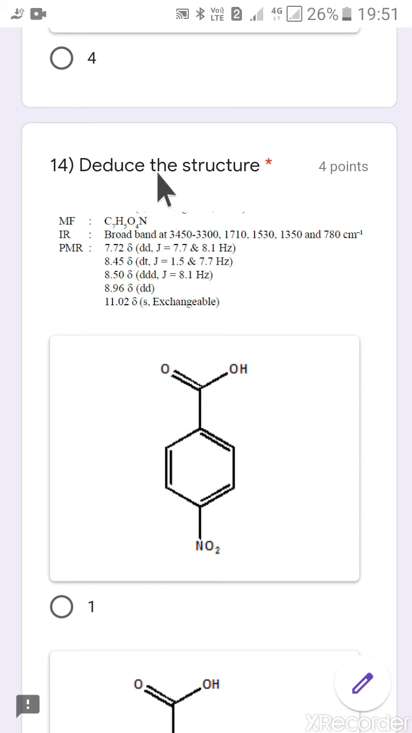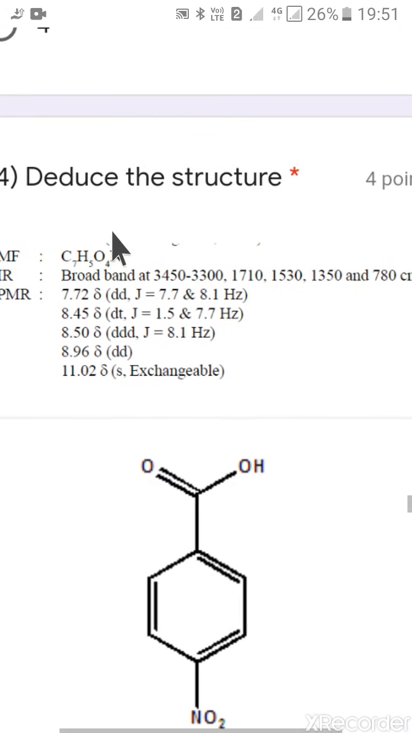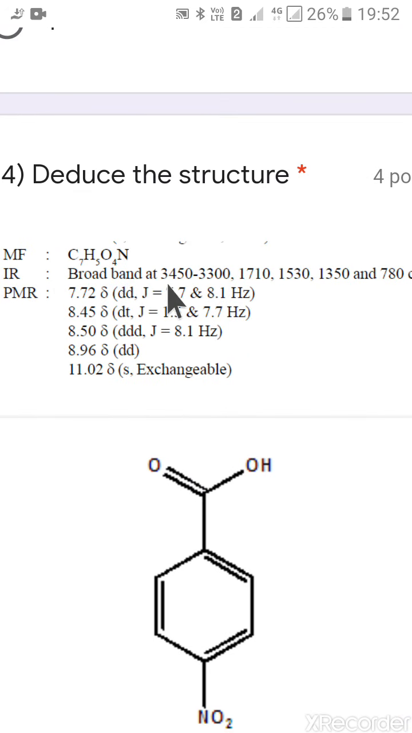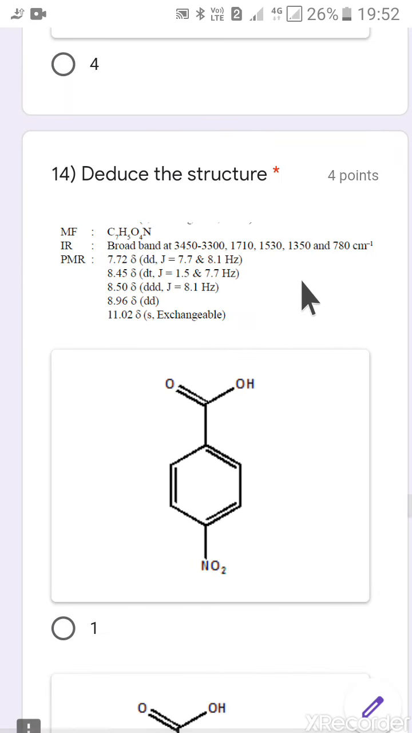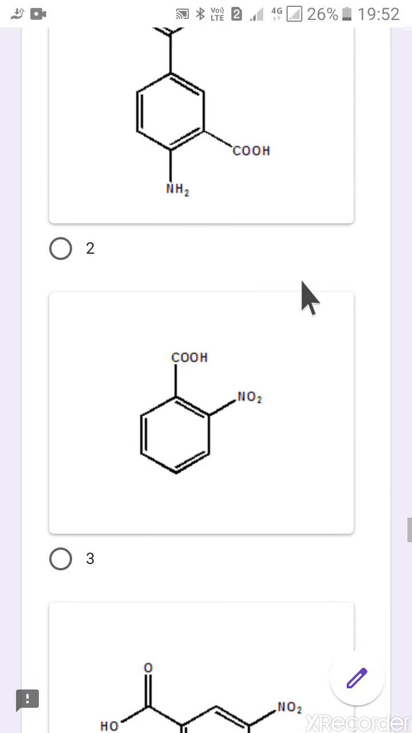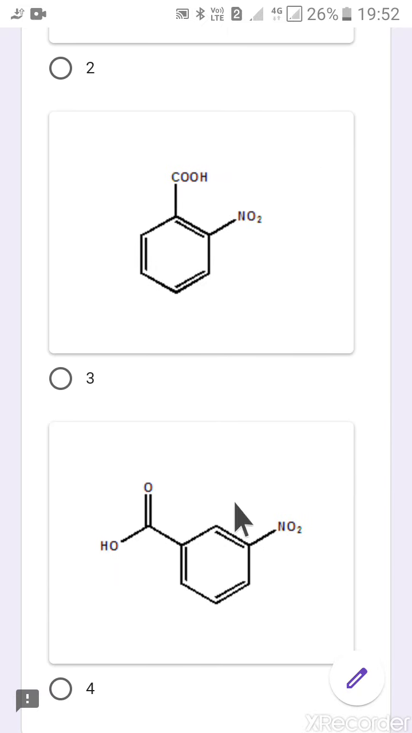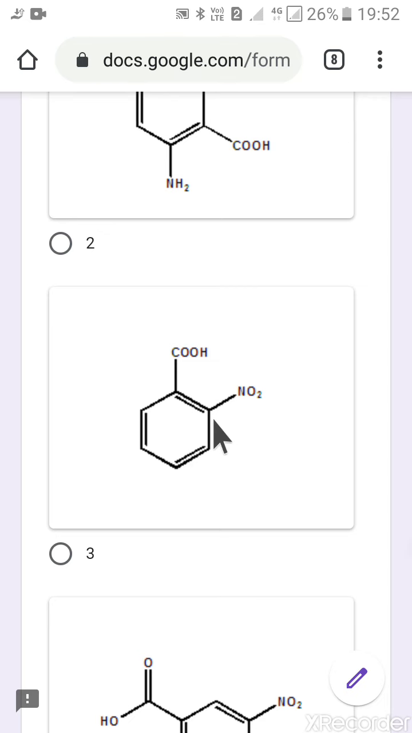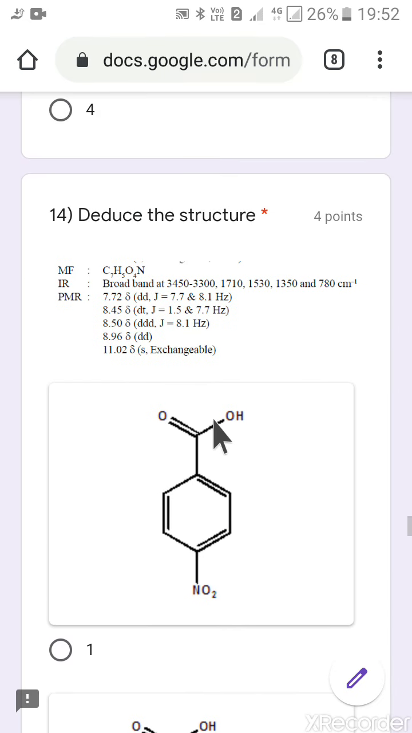Okay, so let's look at the next problem. The problem is to deduce the structure, and the molecular formula is C7H5O4N. IR is showing peaks at 3400, 1710, 1530. A typical peak around 3400 is for OH or NH, 1710 is for acid, aldehyde or keto, and 1530 is typical for a nitro group. So look at the options: we have acid, acid, acid and acid. So there is no possibility of keto or aldehyde. So this 1710 is for acid, 3400 is for OH, and 1530 is for NO2.